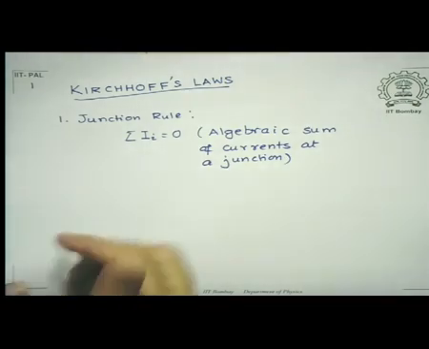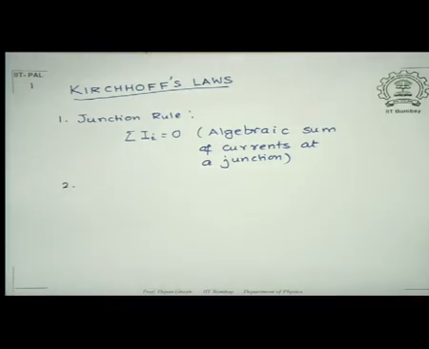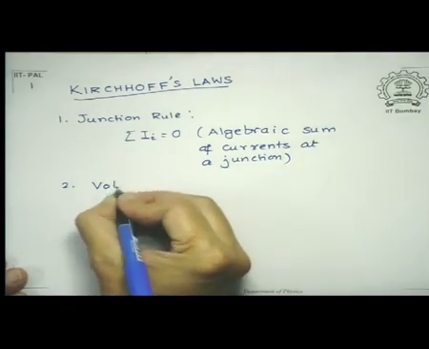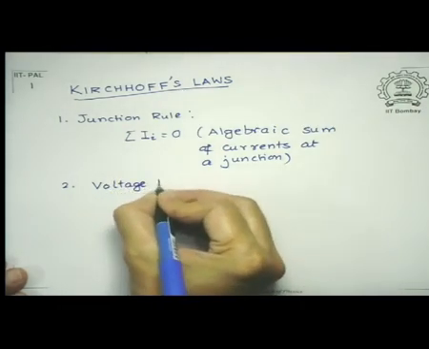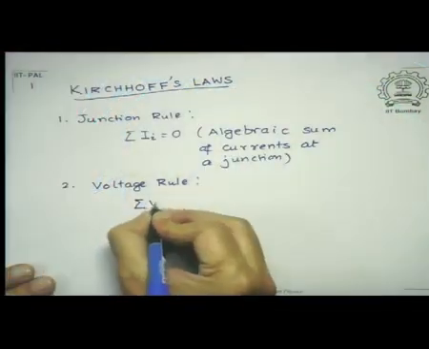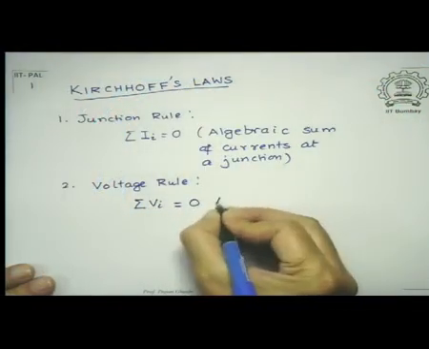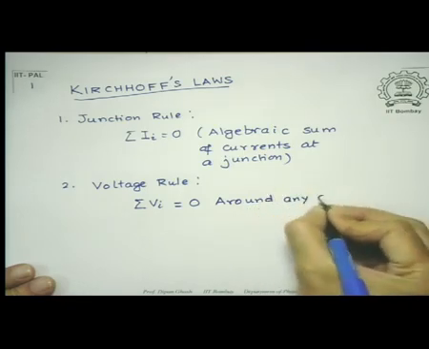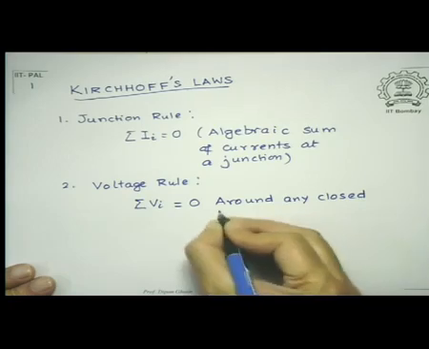Let me also state the second law, and then we'll do a slight discussion of both. This is what is known as the voltage law. So this you might call the current law, and this the voltage rule. The voltage rule basically says that the algebraic sum of voltage differences around any closed loop, so sum over i, Vi equal to 0, around any closed loop.